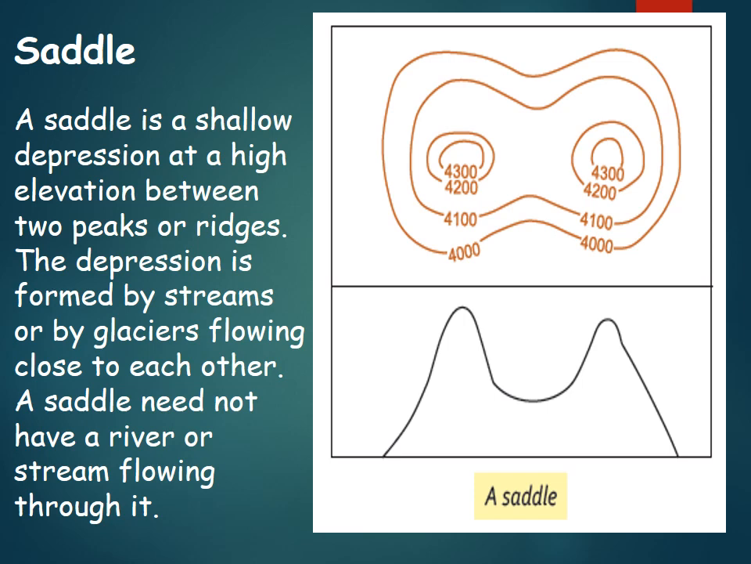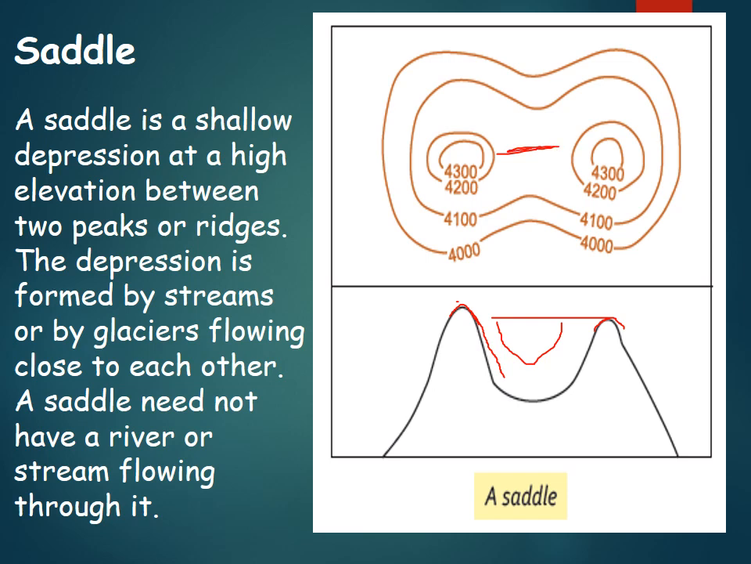Let's know about the saddle. A saddle is a shallow depression at a high elevation. This is the depression, right? And high elevation between two peaks. This is one peak and this is the other peak. So as I said, a saddle is a shallow depression at high elevation between two peaks or ridges.